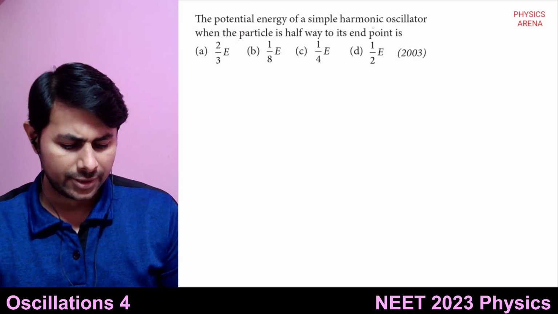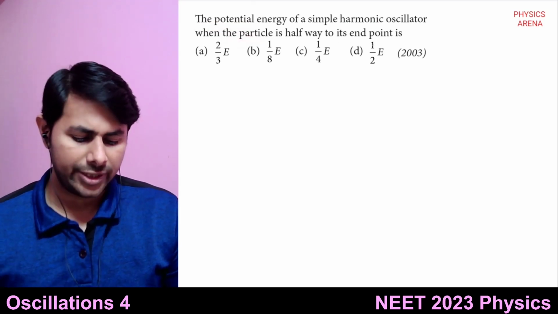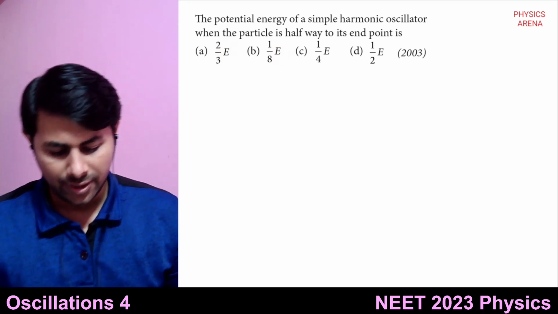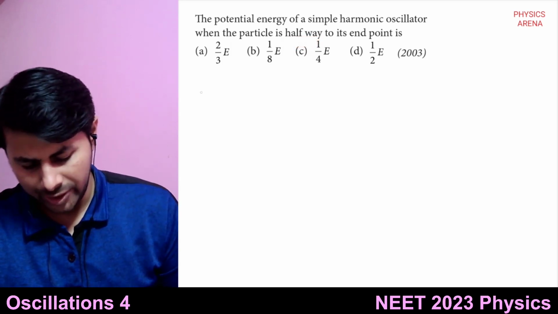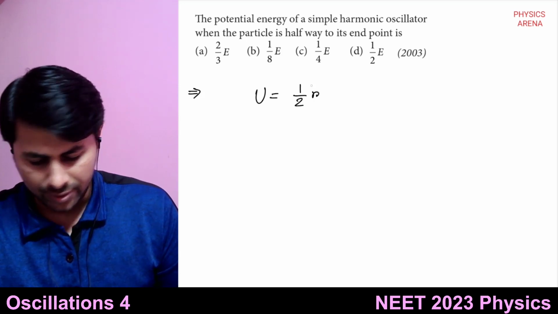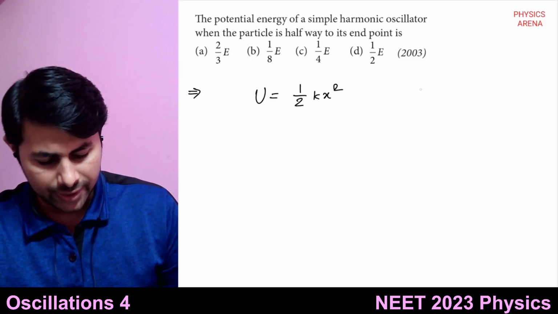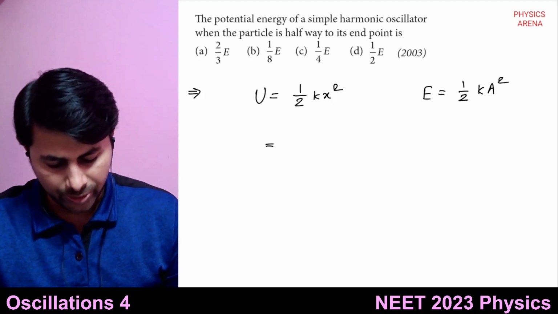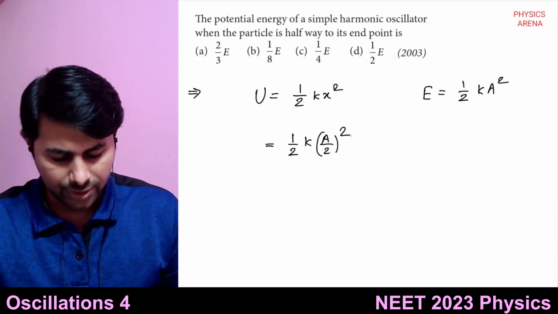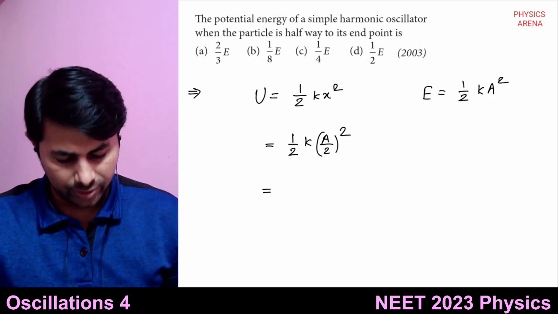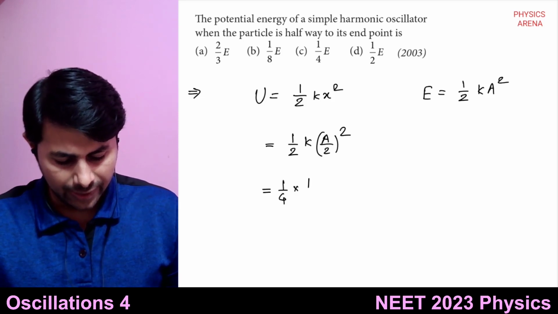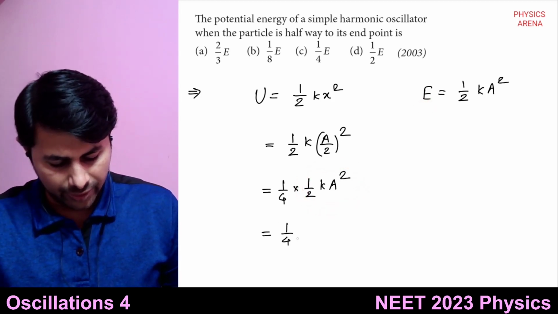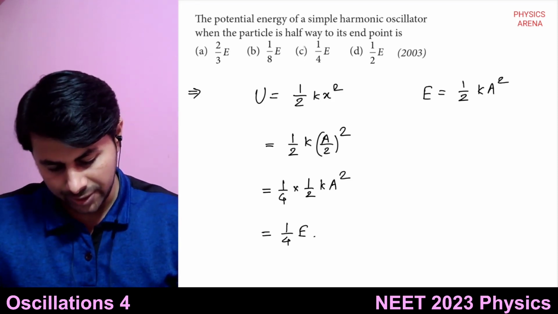The potential energy of a simple harmonic oscillator when the particle is halfway to its end point is, now E is supposed to be total energy. So in comparison with that, what is potential energy when the particle is halfway to its end point? We know that potential energy is half of k into x square. Total energy E is half of k into a square. So when x is equal to a by 2, potential energy is half of k into a by 2 square, that is a square by 4. So that 1 by 4 I can take out. It's 1 by 4 multiplied by half of k into a square, and this is equal to E. So it is 1/4 of E, right? So option C is the answer.